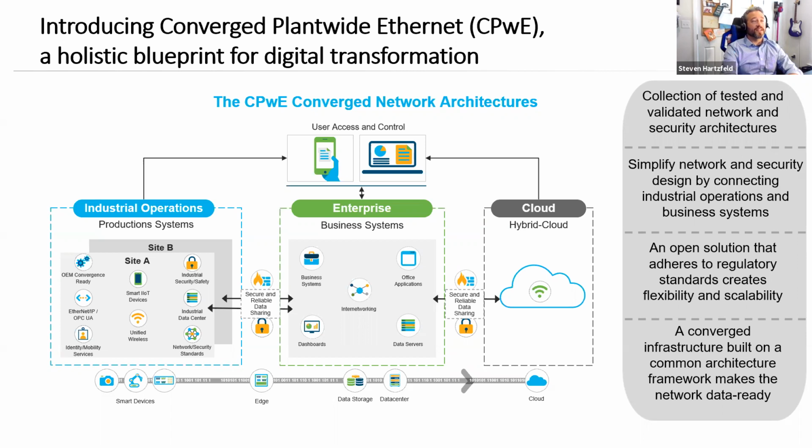So this diagram illustrates that CPwE simplifies network design by connecting industrial operations and business systems together in a way that's seamless and secure. The seamless connectivity is achieved through the use of open systems that adhere to regulatory standards, which enable flexibility and scalability. And proprietary systems can now be integrated without the need for wholesale rip and replace projects, thereby preserving the investment in the infrastructure and clearing the way for further innovation.